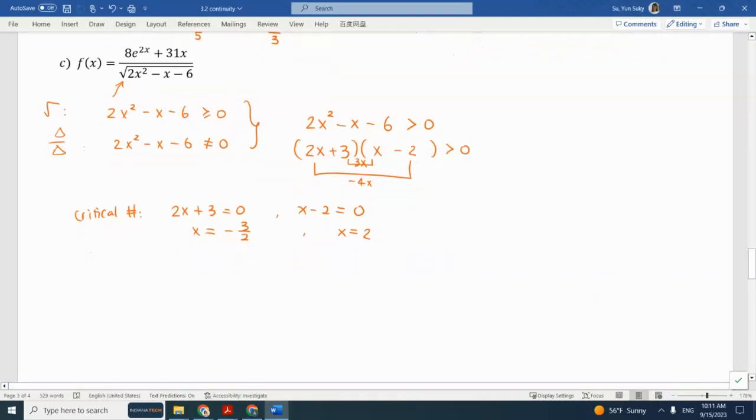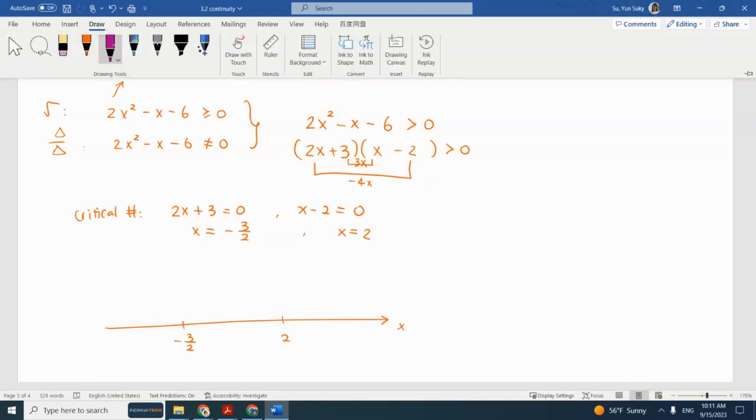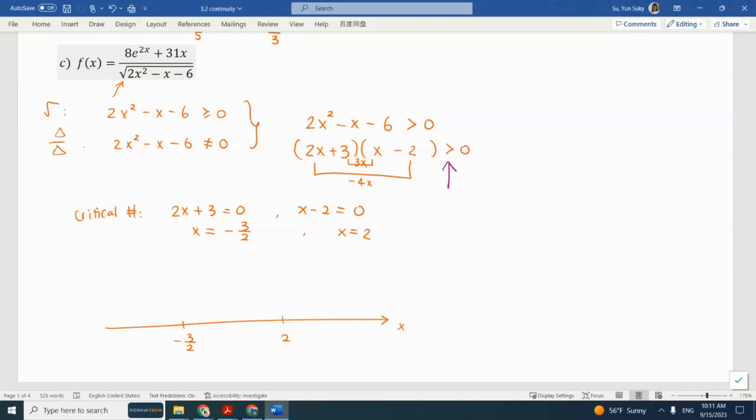Okay, so we get the critical numbers, and then draw the real number line. That's the x. And label the critical numbers, so negative 3/2 and 2. Now we need to decide whether we put an open circle or a solid circle. So look at the inequality sign. Do you put an open circle or a solid circle? Yeah, open circle. So that's why we put an open circle.